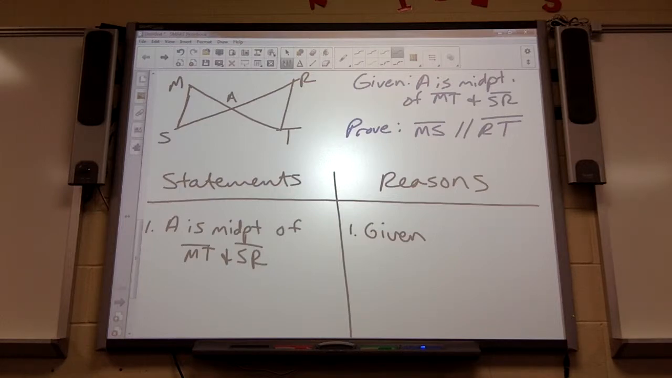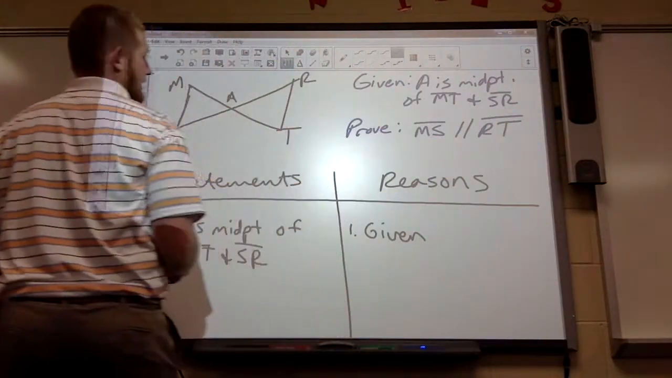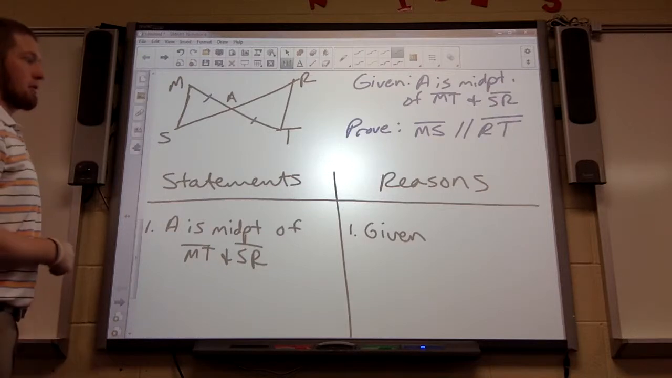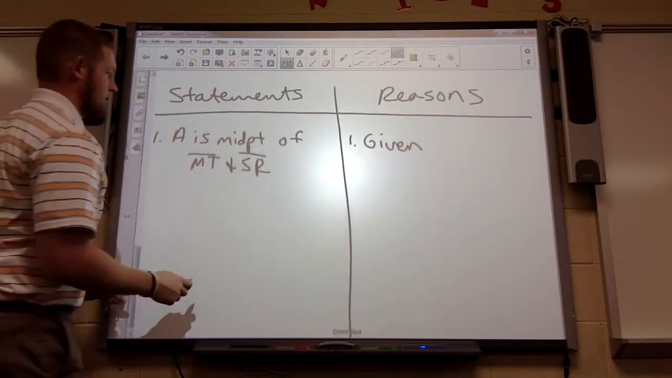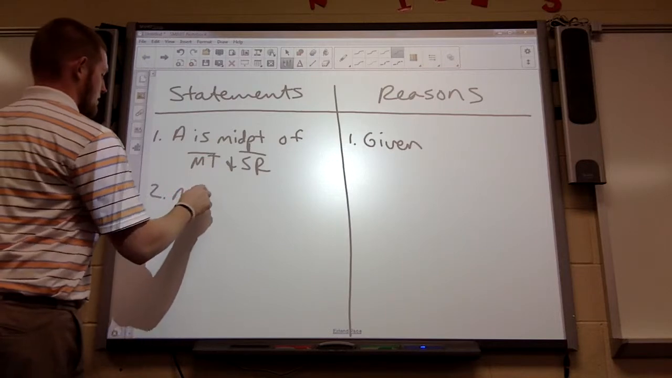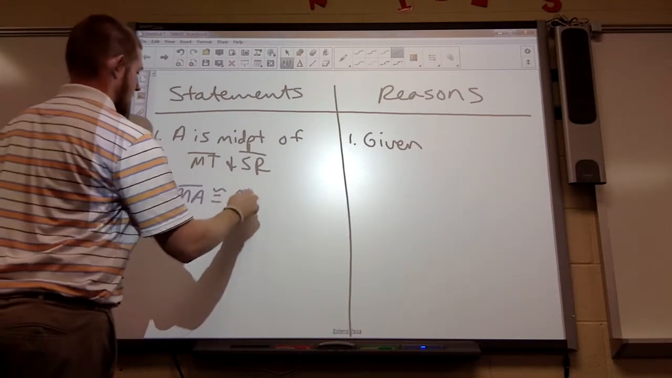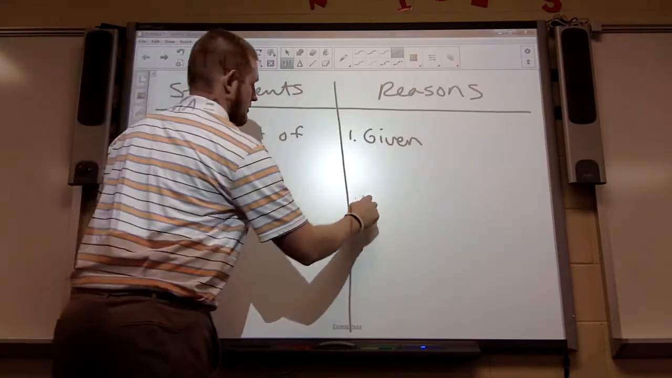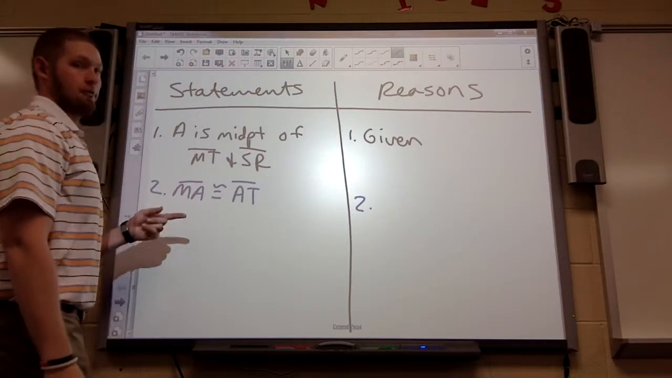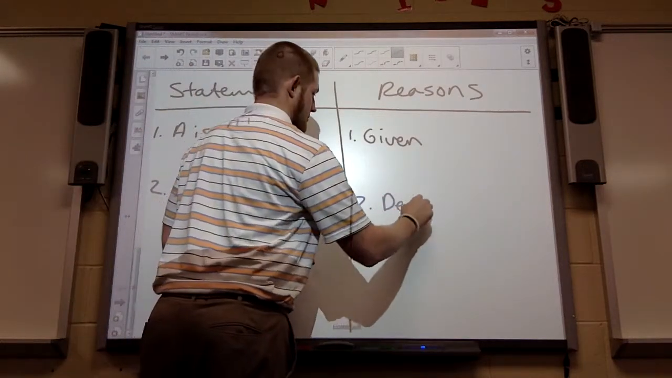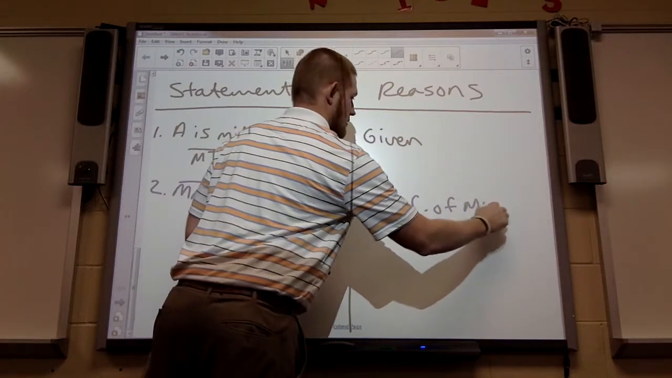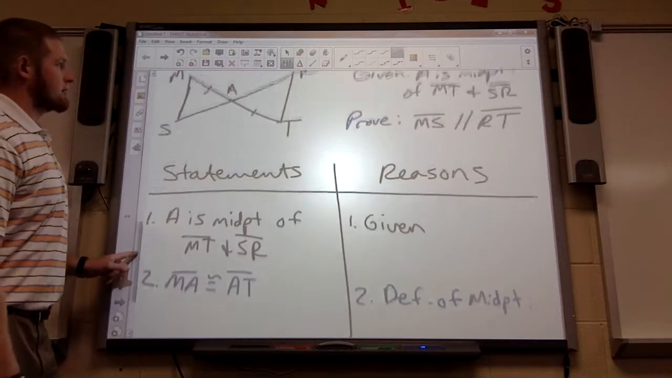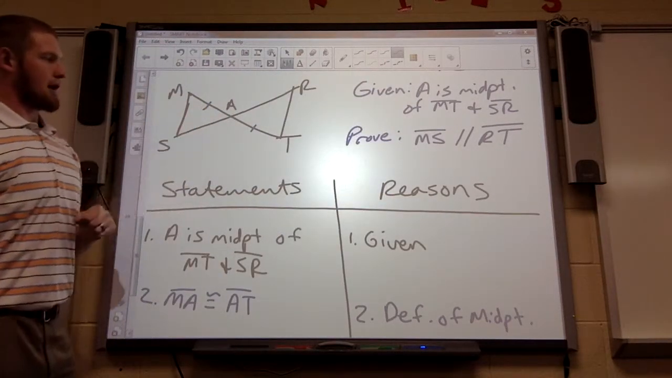Okay. We should have come up with that MA is congruent to AT. If you mark it, you need to write it. MA is congruent to AT. Reason? We should have had definition of midpoint. Because by the definition of a midpoint, we know that that point splits this whole segment in half.